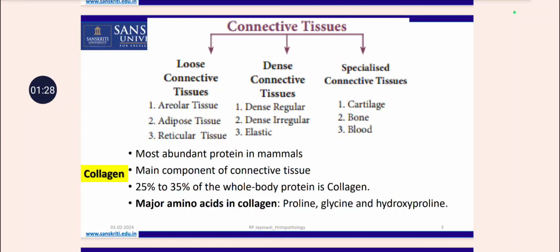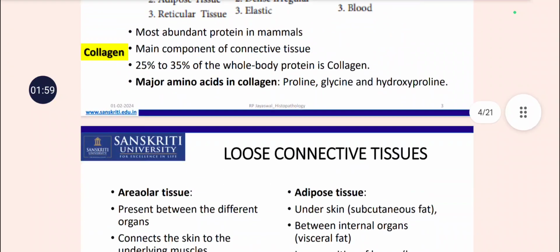Now, while studying connective tissue, we should know what collagen is. The most abundant protein in mammals. This collagen is the most abundant type of protein in all types of mammals. This is basically the main component of the connective tissues, and 25 to 35% of the whole body protein is collagen. In collagen, the major amino acids are proline, glycine, and hydroxyproline.